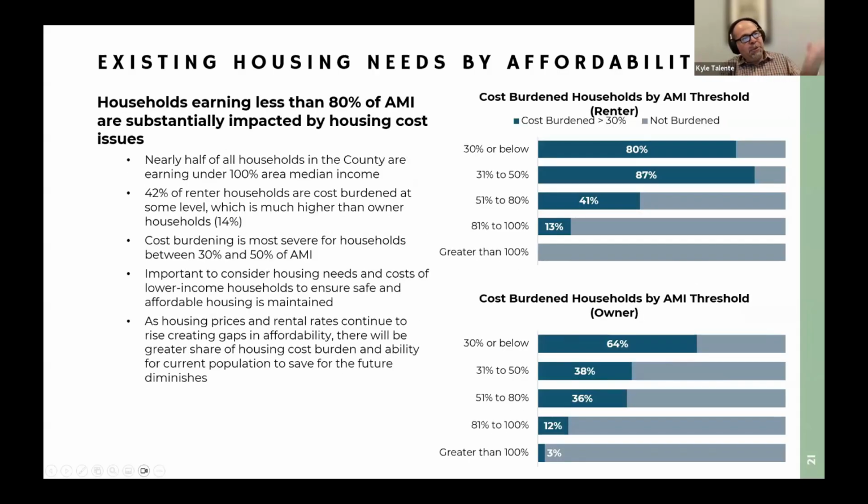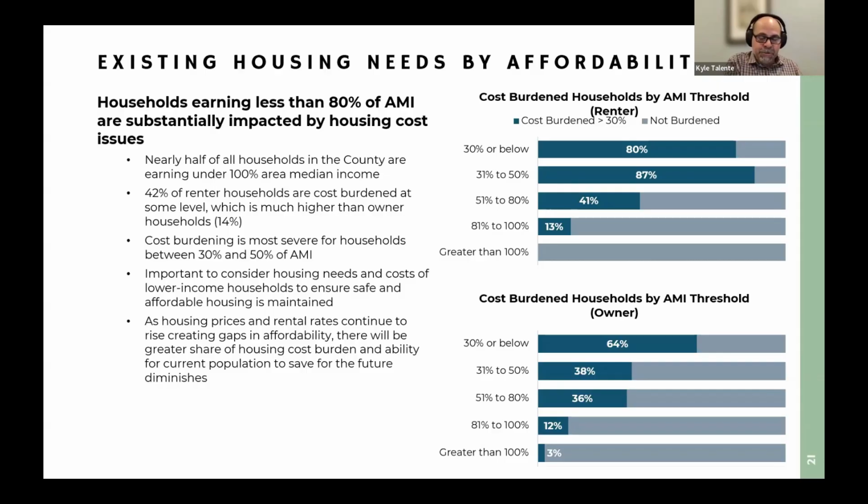So we took this information and said, okay, let's compare how many housing units are priced at the different income levels: 30, 50, 80, 100, and then greater than 100, and then how many households there are. And this graphic shows you those households that are paying more than 30% of their income as a percentage of all the households in these different income groups.